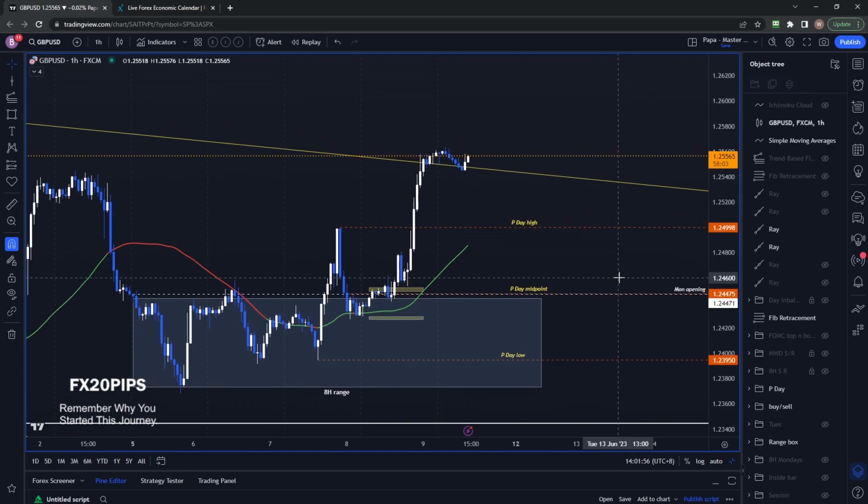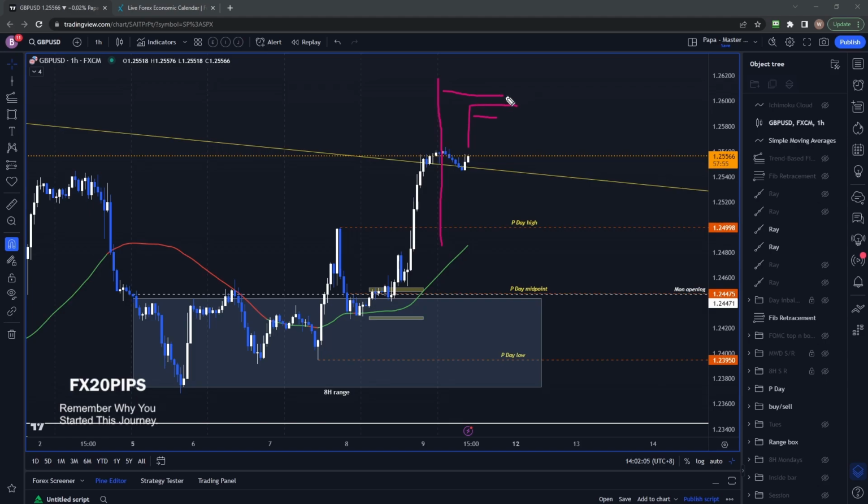So here we are. This is Friday. It's a new day trade, isn't it? And this one was Thursday, yesterday. Yesterday we drew the breakout buy zone, we drew the breakout sell zone. We have the 8 hours range box.